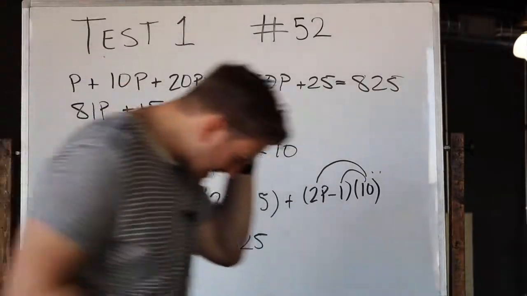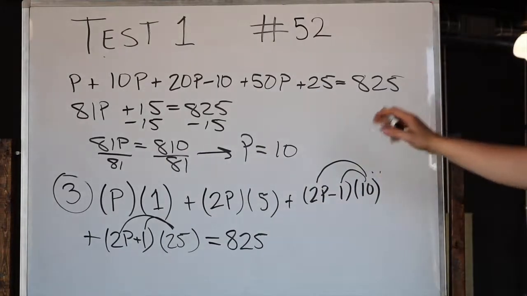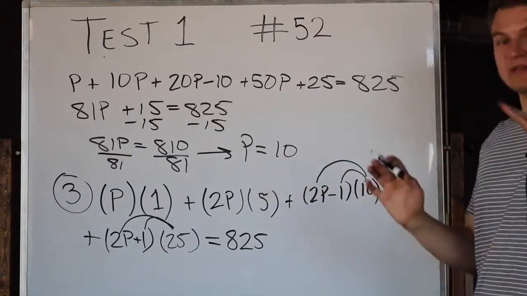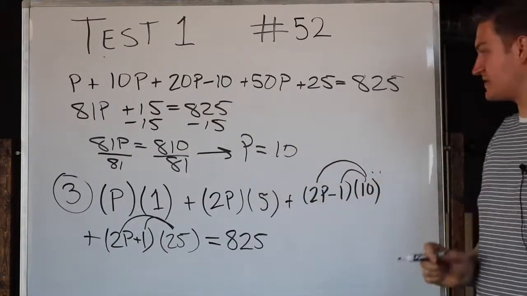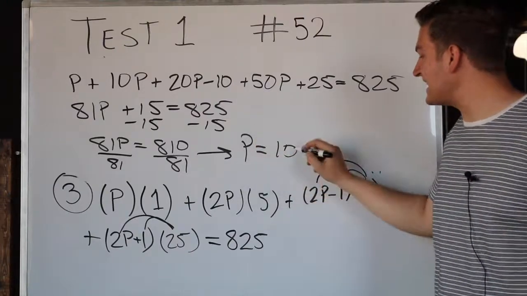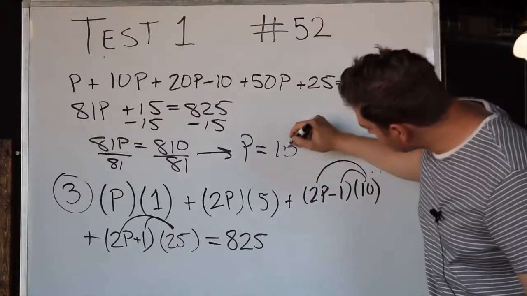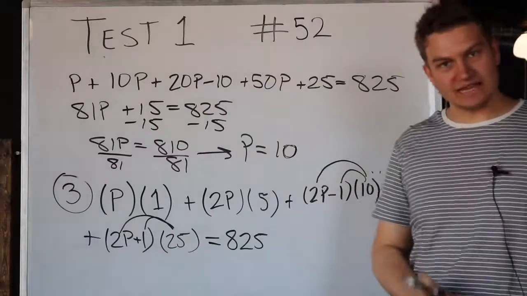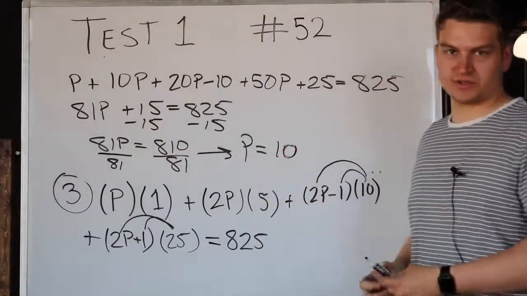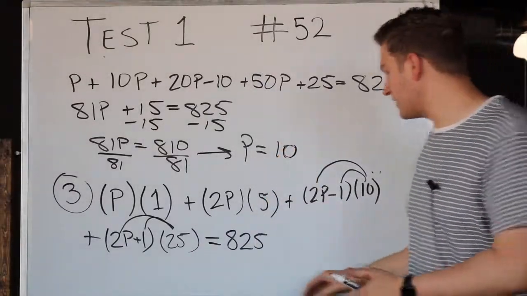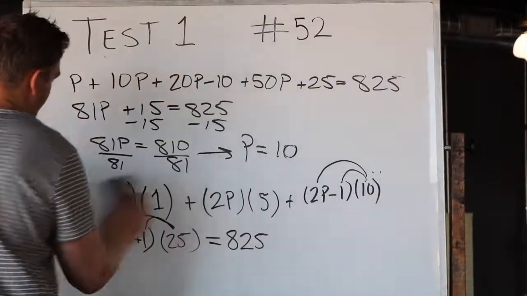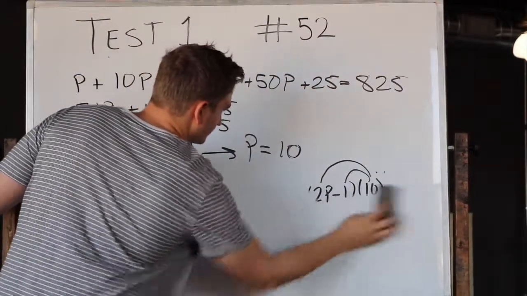Now great, we've done all this work and we've gotten that P is equal to 10. But be careful, because this is not your final answer. Remember, P is the number of pennies. We want the number of quarters. So be careful, there's one final step. Let me erase this bottom part here.